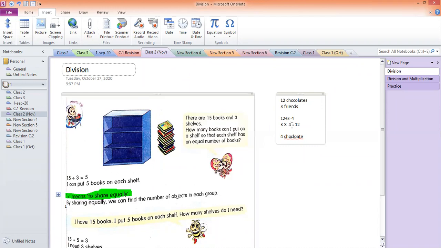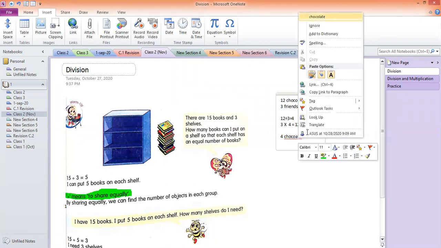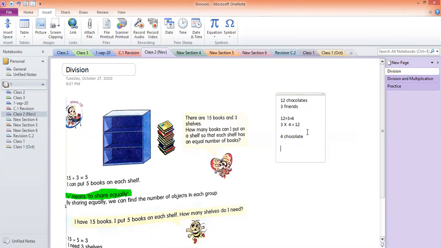Okay. So divide is actually opposite of multiply. Divide is actually opposite of multiply.